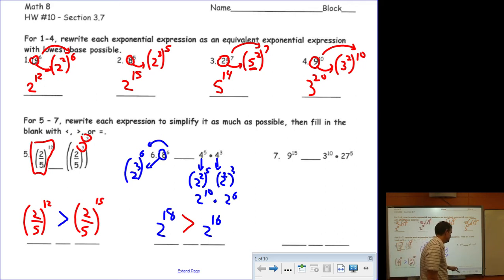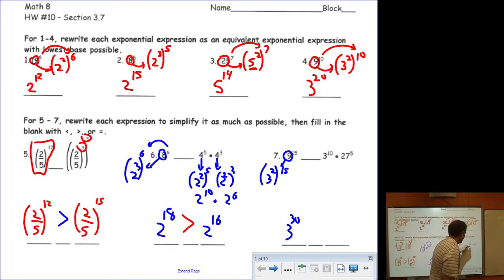And last up, 9 can be rewritten as 3 to the 2nd power. And that, of course, was to the 15th power. So when you use the power to a power rule, you get 3 to the 30th power.